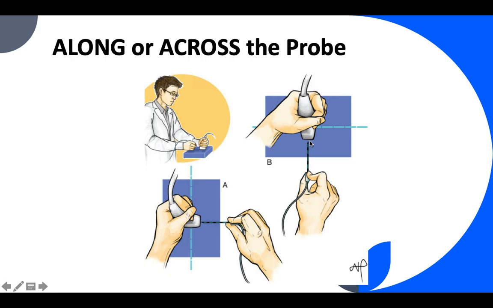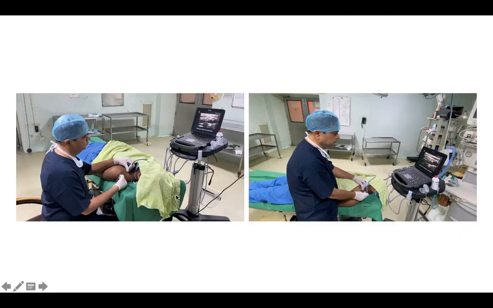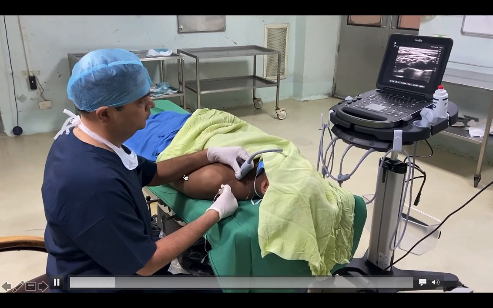So if you go along the probe, needle visibility is better because you are looking at the needle, probe and machine all together. So needle visibility is better as compared to across the probe. So how it is seen, I will show in this video.